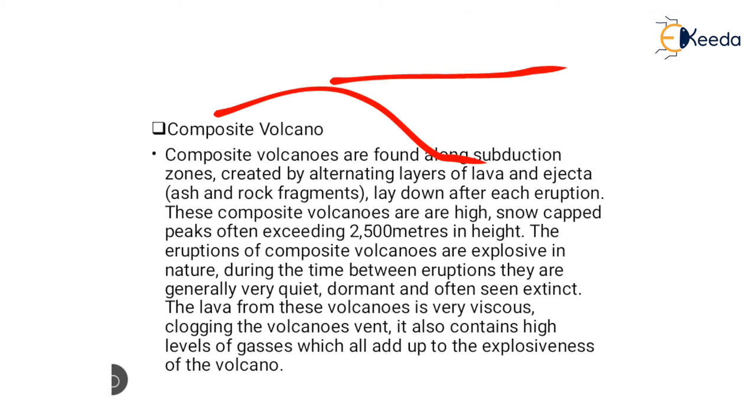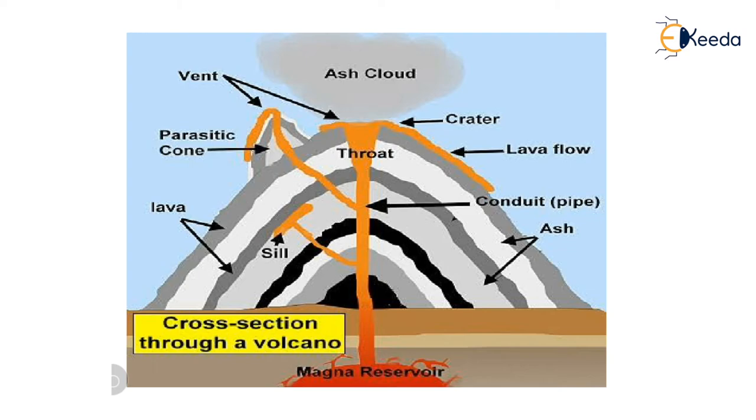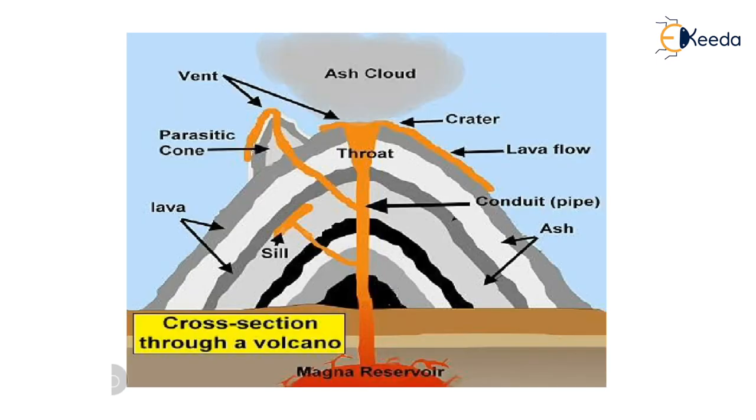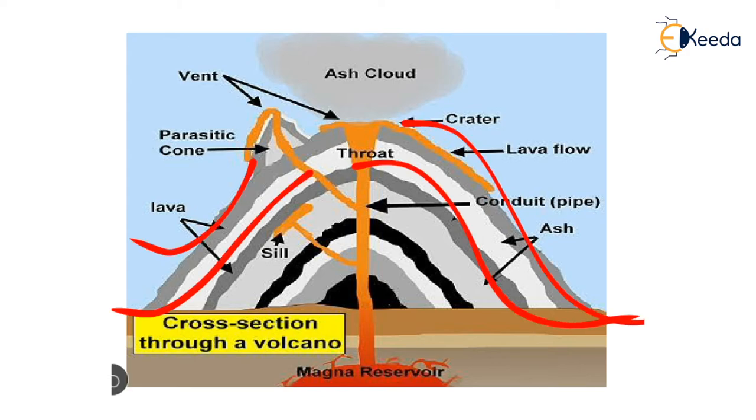The lava from these volcanoes is very viscous, clogging the volcano vent. It also contains high levels of gases, which all add up to the explosiveness of the volcano. See, this is the magma chamber and it forms a cone-like structure, and whatever gas, ash or solid fragments are coming out start to deposit here. This type of structure is called a composite volcano.